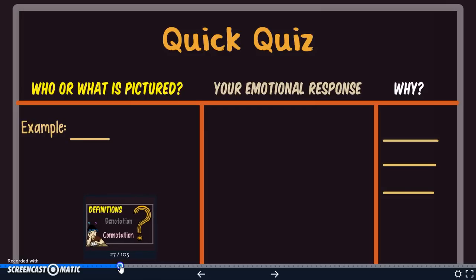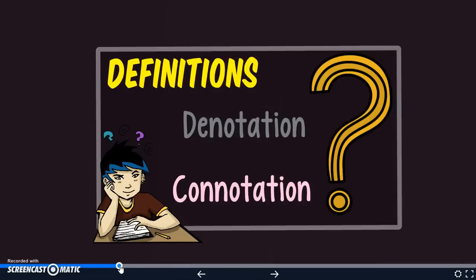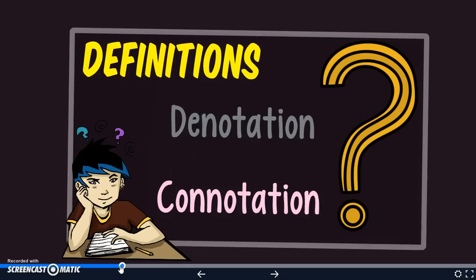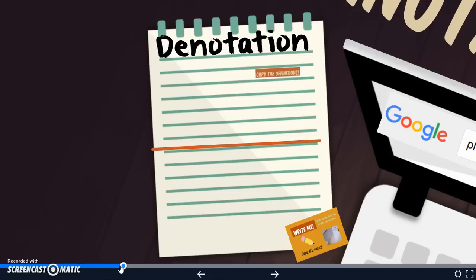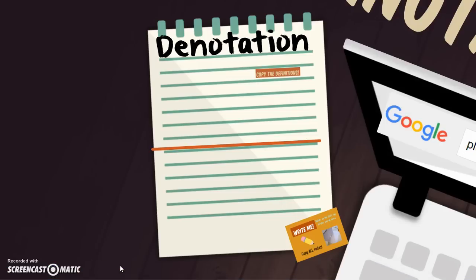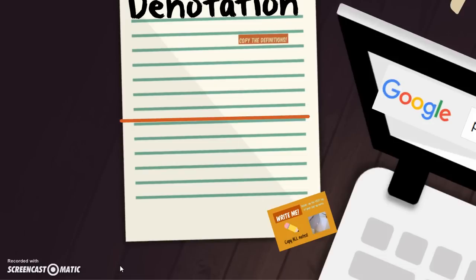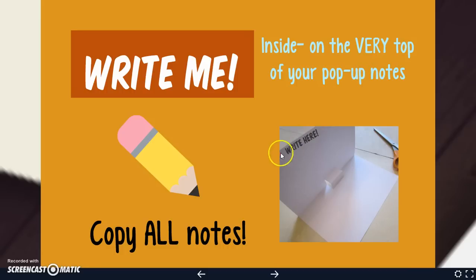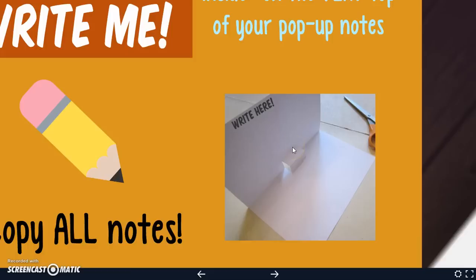Definitely. Okay? So we're starting off with the definitions of denotation and connotation. On the very, very top of your paper, we're going to go ahead and start with denotation. When I say the very, very top, I mean the very, very top. Copy all the notes, inside or just on the flat top of your paper, right where it says right here.